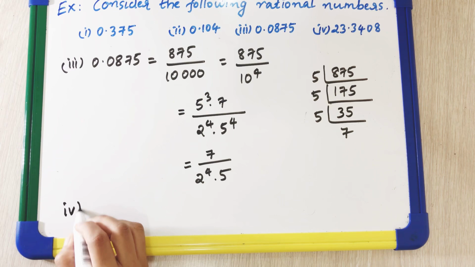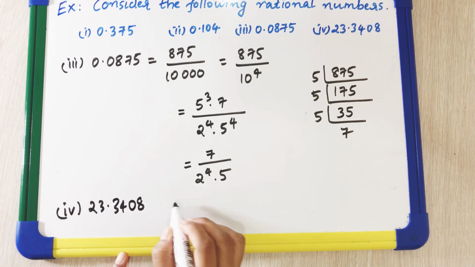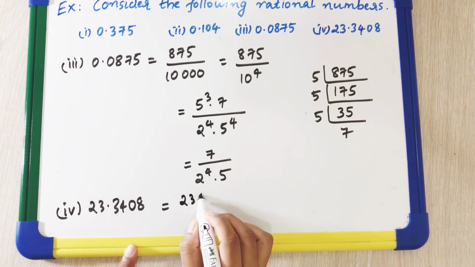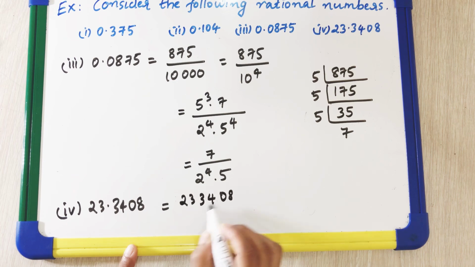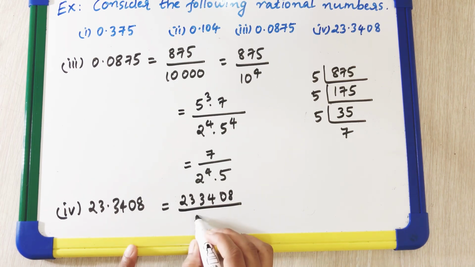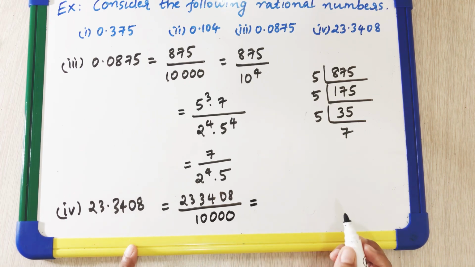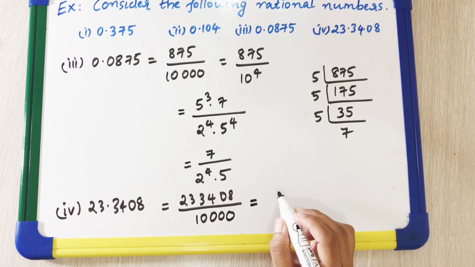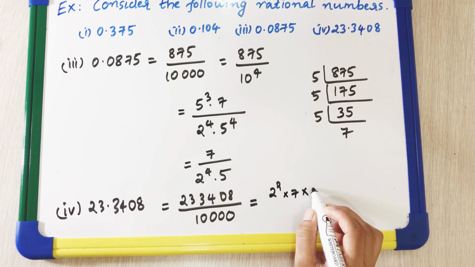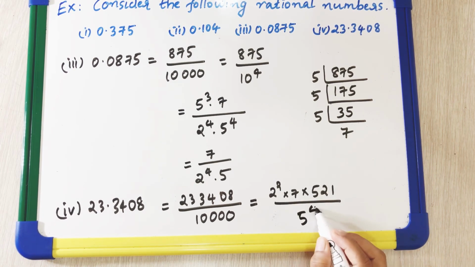Similarly, the fourth one, 23.3408. After the decimal there are 4 numbers, therefore 10 raised to 4 or 10,000, which is equal to, we will get it as 2 square into 7 into 521 by 5 raised to 4.